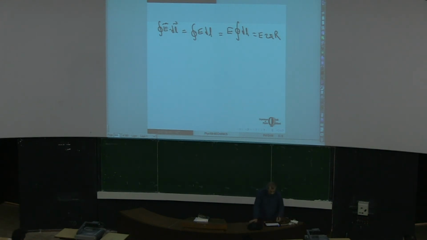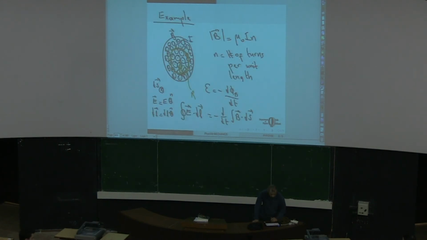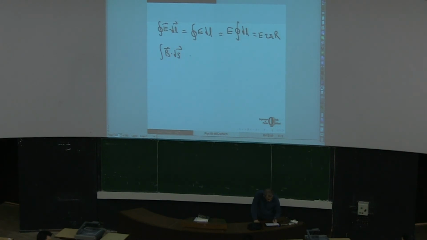Now let's look at the flux. According to our choice, dS is pointing into the screen, B is out of the screen. They are in opposite directions. So B dot dS is minus B times dS, the magnitude. B is uniform, it's just constant, minus mu 0 I times n. What remains is nothing but the area, which is pi r squared.